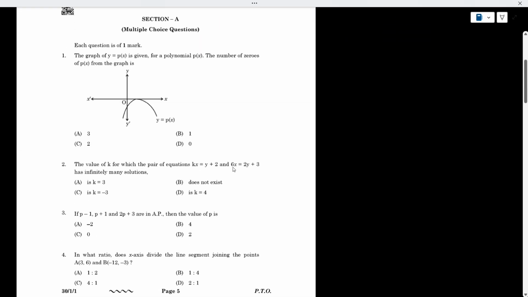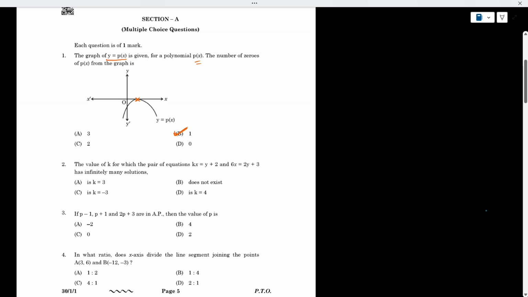What is given here? y equals p(x), given for the polynomial p(x). So this is a polynomial, and we need the number of zeros of p(x). Now this one, if you see, is a downward parabola, and the number of zeros is always equal to the number of places where the graph cuts the x-axis. If you see, this graph touches the x-axis at only one place, so there will be only 1 zero. So your option B is the right option.